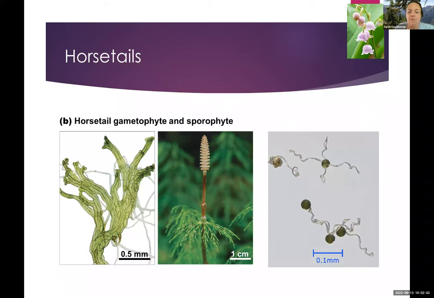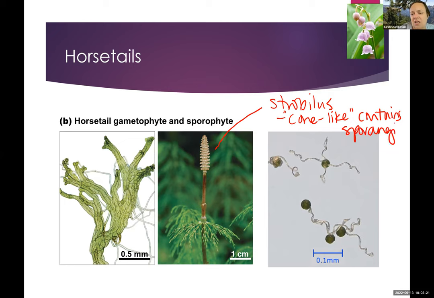For horsetails, we looked at a dried dead plant and we looked at the strobilus. So for all of what we call the fern allies, the relatives of ferns, they keep their sporangia in this cone-like structure called a strobilus. Like a pine cone, yeah. Cone-like, contains sporangia, right? And so that's what the strobilus looks like on a horsetail or a member of phylum Equisetophyta.